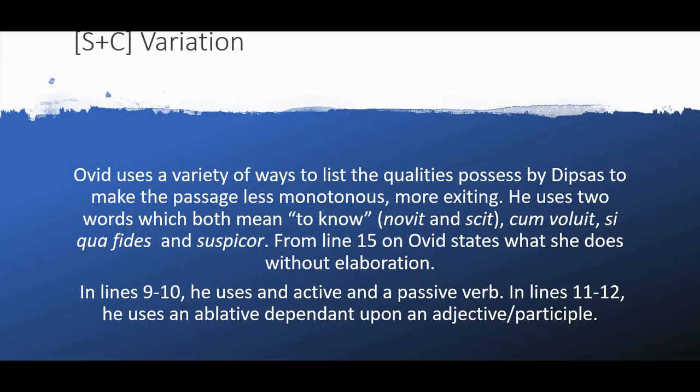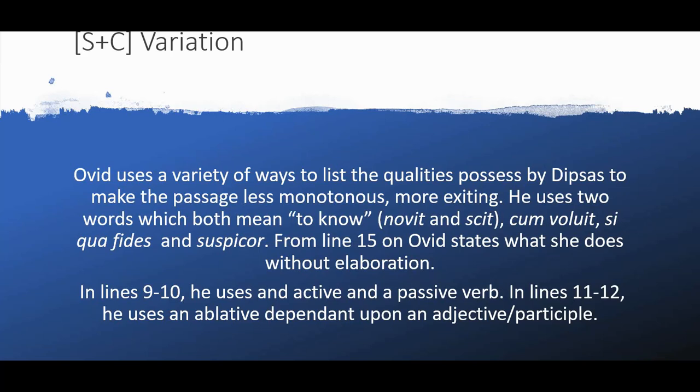Then maybe it's about when she wants to do something, cum voluit. Then maybe it's what I think, that's Ovid, by the way, what I think or what I suspect she could do, suspicor. There are all these different ways of introducing it, and it makes it more dynamic rather than just pounding you with cannonballs of the same size and shape. There's a variety of points from different angles with different elaboration, so that even though you're getting the same sort of information, you're getting it in a slightly different way, and it makes it more interesting.